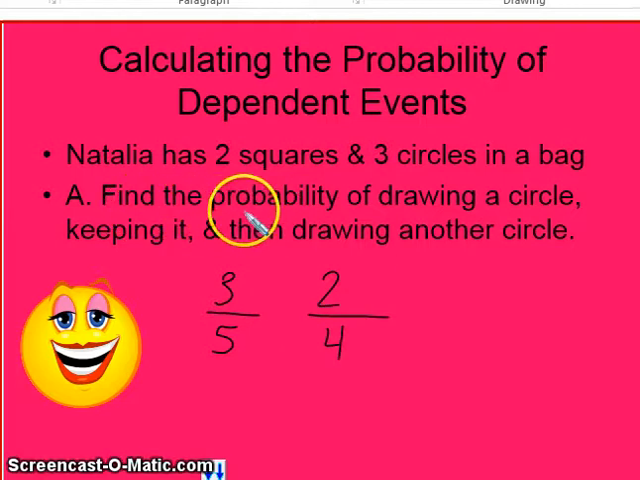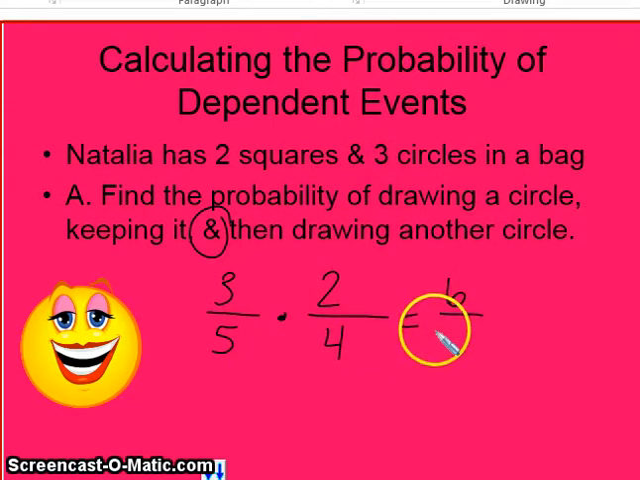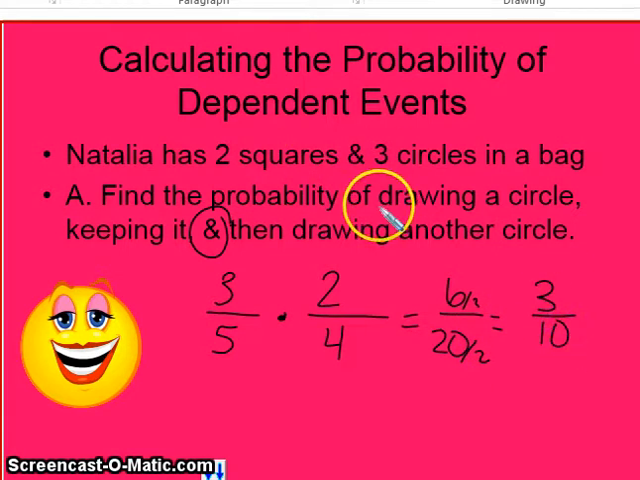To find the probability of both of these things happening, notice this "and," we need to multiply these two probabilities. 3 times 2 is 6, 5 times 4 is 20, and when we reduce that by dividing both the top and the bottom by 2, we get 3 out of 10. So the probability of drawing a circle, keeping it, and drawing another circle is 3 out of 10, or 0.3, or 30%.